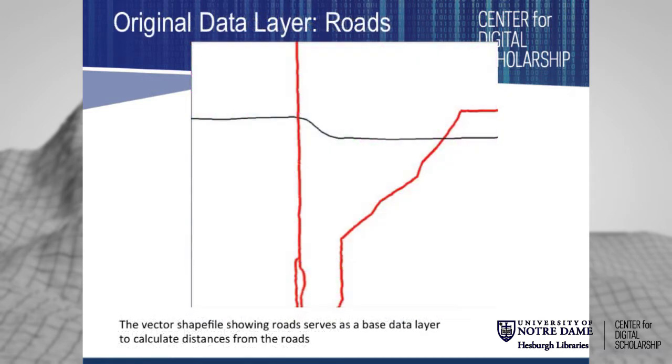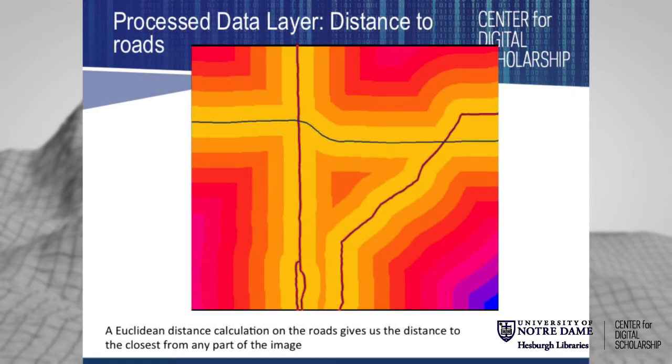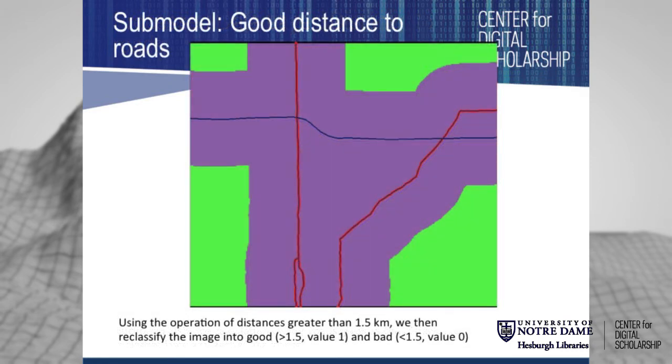So the last layer that we want to bring in is our roads layer, so distance from roads. And this is a vector shapefile showing the roads sort of as a base layer that we want to then calculate a Euclidean distance from to be able to understand what the distance is and then reclassify that into our model. So this is Euclidean distance from any one of those roads. And then we've reclassified that so that anything that's greater than 1.5 kilometers away from a road is suitable. Anything that's less than that is not suitable. So that gets a 1 and gets a 0.